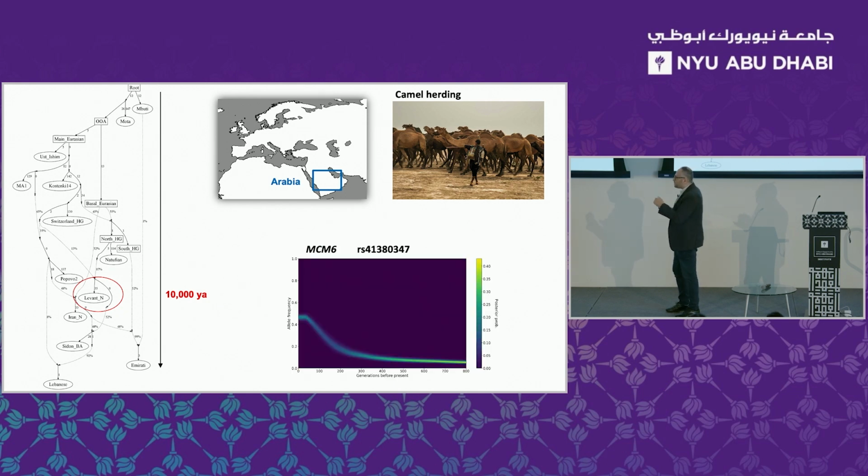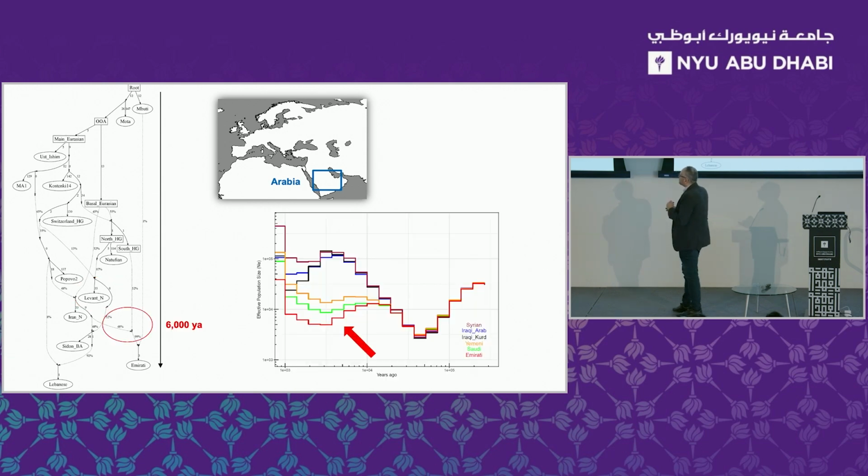If you remember the mutation that I mentioned before, the MC6 mutation, this mutation started increasing around this time. We can detect the increase in frequency of this mutation through time, and it started increasing at this time because we think people started drinking camel milk. In Europe, probably people were drinking goat milk. Here in Arabia, people were drinking camel milk, and this mutation was very beneficial for the population, so it increased in frequency.